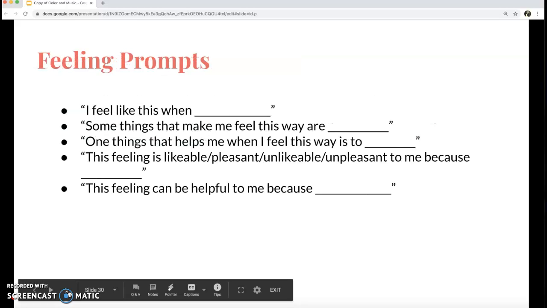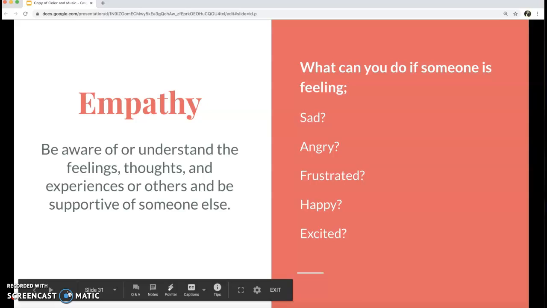Another step we can do is to give the students those sentence feeling prompts to keep practicing throughout the day. So, I feel like this when, or I feel frustrated when this doesn't go right, or some things that make me feel happy are when I see my students trying their best, even if it's a challenging task. And so giving them phrases and also modeling those phrases with them so that it becomes more commonplace. So again, we wanted to tie this back into empathy and being aware of and understanding of the feelings of others. And then also continuing to bring it back and say, okay, what can we do if we feel this way, but what can we also do if someone else is feeling these different emotions?